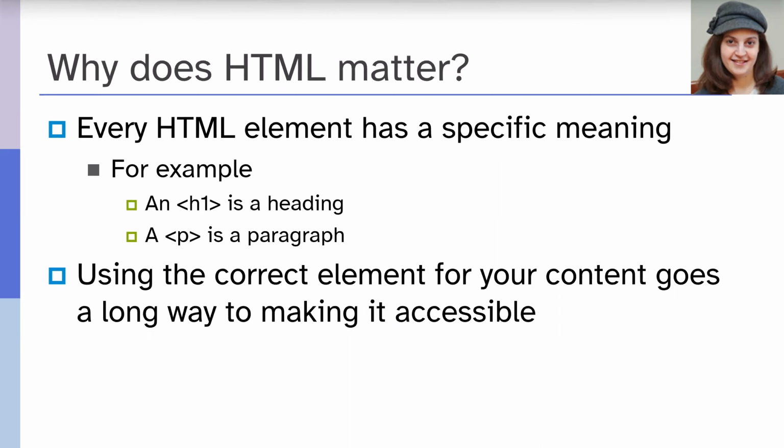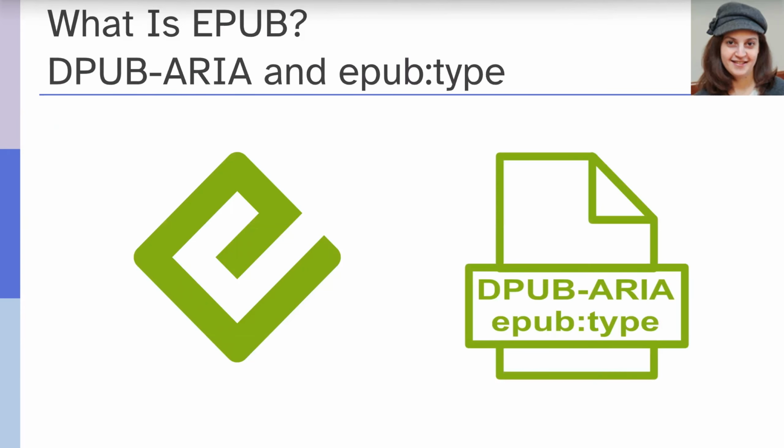And we can tag all our paragraphs as paragraphs. And using the correct element for your content is actually the thing that probably makes your books more accessible than anything else you'll learn today. And this brings us straight into the next section, which is DPUB-ARIA and EPUB type.